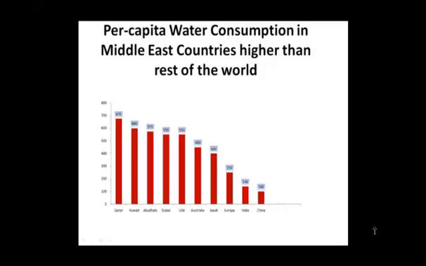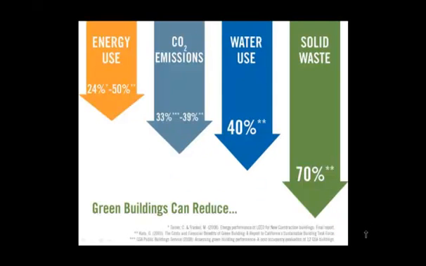The point I want to make from the above statistics is that the awareness of green buildings is very much required for countries in the Middle East. Green buildings are part of the solution for all the environmental issues of the earth. Green buildings can reduce energy consumption up to 50%. Green buildings can reduce the CO2 emissions up to 40%. Green buildings can reduce the water consumption by 40%. Green buildings can reduce the solid waste generated by around 70%.